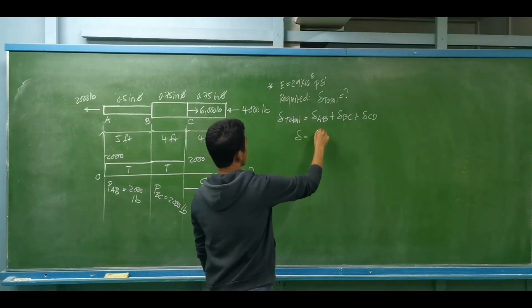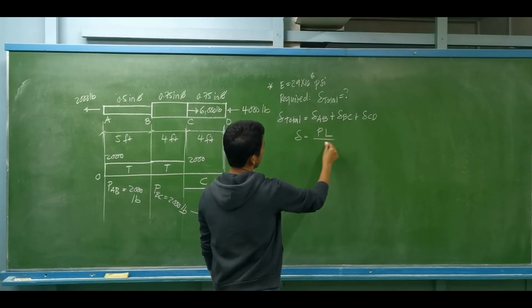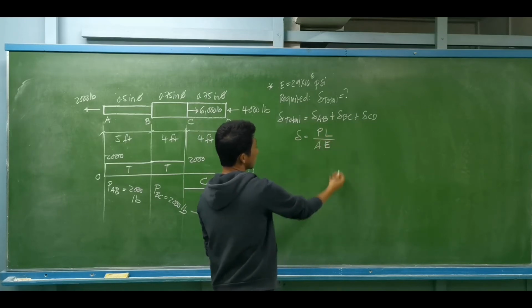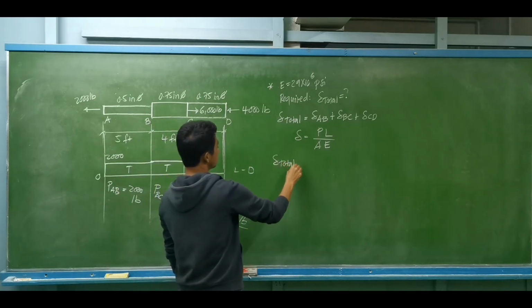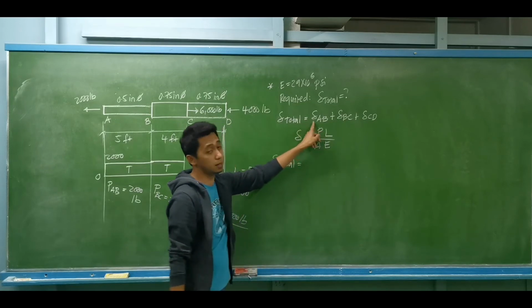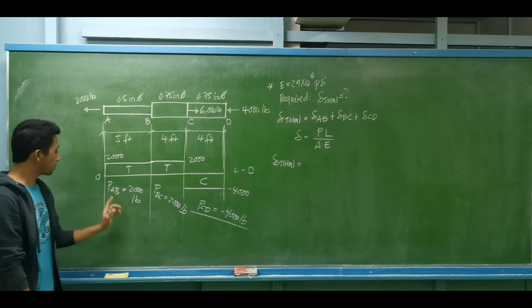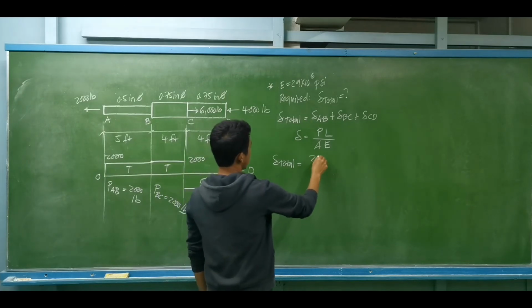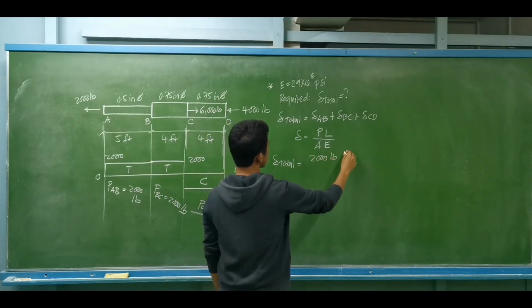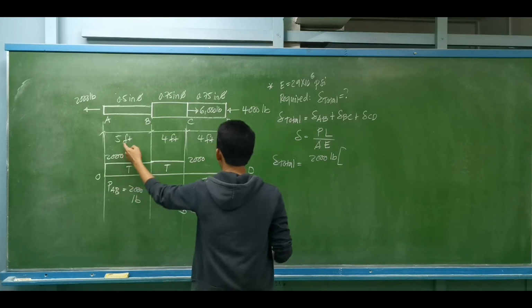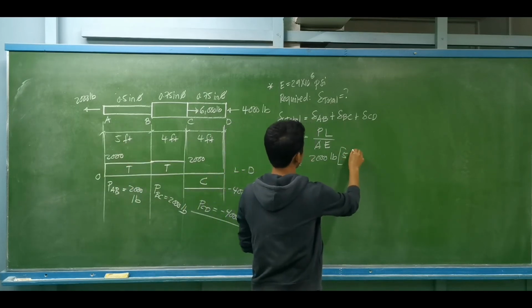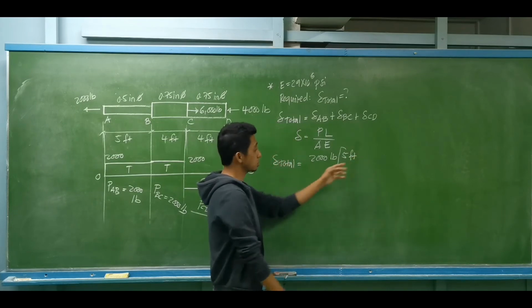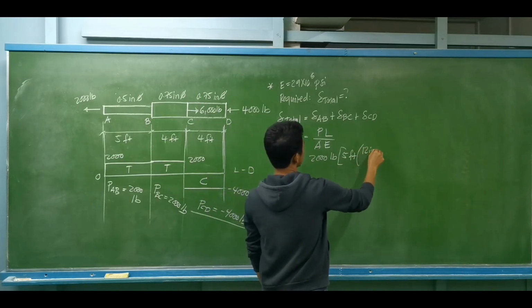So how do we compute the total deformation? Basically, deformation is the axial force times the length, divided by the area times the modulus of elasticity. Computing the total deformation, let's start with segment AB. The axial force for segment AB is positive 2,000 pounds. What is the length of segment AB? It is 5 feet. We need this in inches, so we multiply by 12 inches per 1 foot.